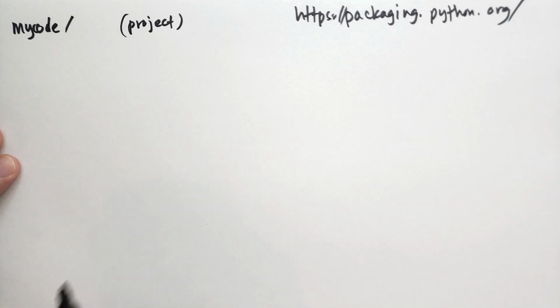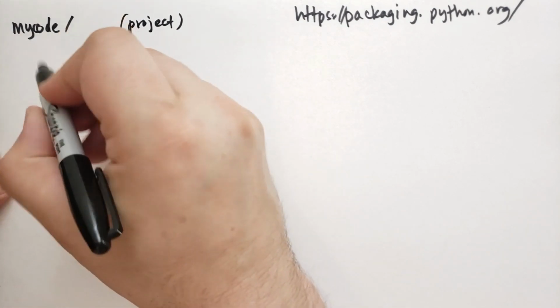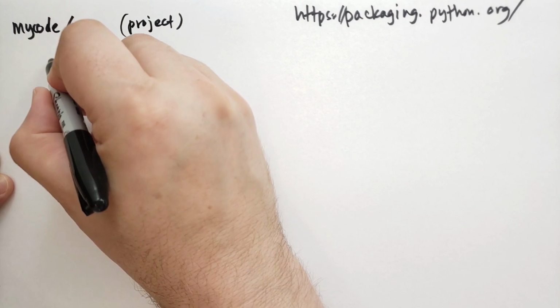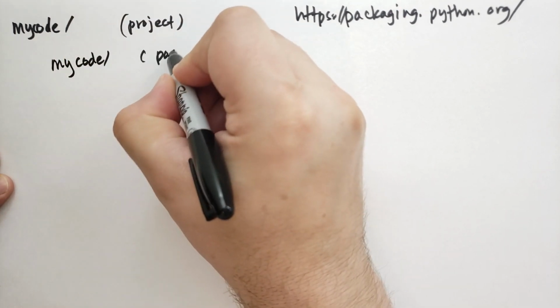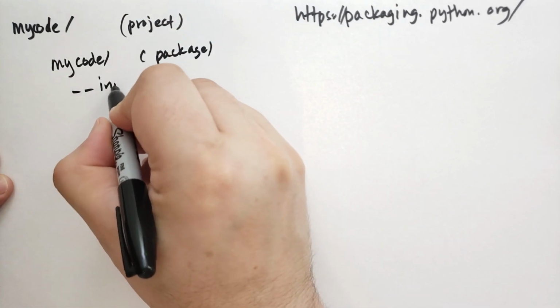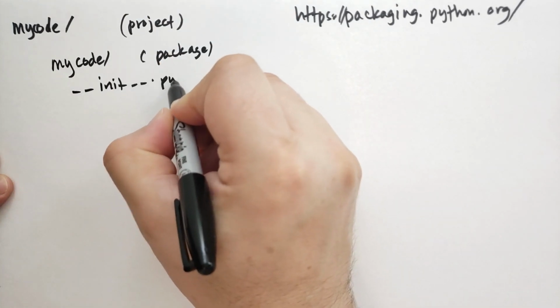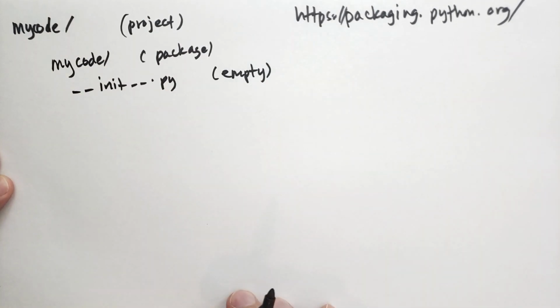Okay, and then we have two choices. We can either create a single module or we can create a package with submodules and subpackages. If you were to create a package, then we would have a package called MyCode, and then we need an __init__.py file. Empty is fine. I actually recommend that you keep these files empty.